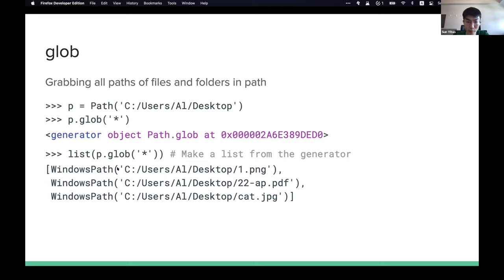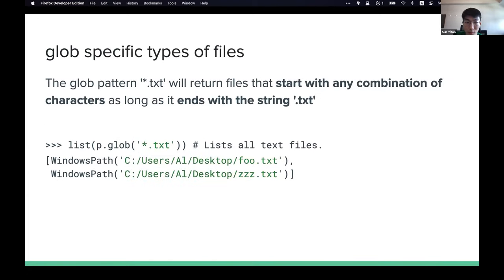And then it will return you a generator, which is basically like a list that's not exhausted yet. If you want to use it in a regular Python fashion, you just cast it to a list first. So it will give you a generator of all the file paths that are in the current directory. You can also glob specific types of files, like all the text files, you do it this way, and then you'll get all the text files in the directory.